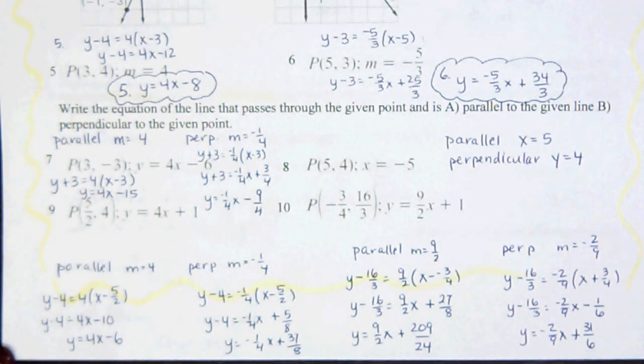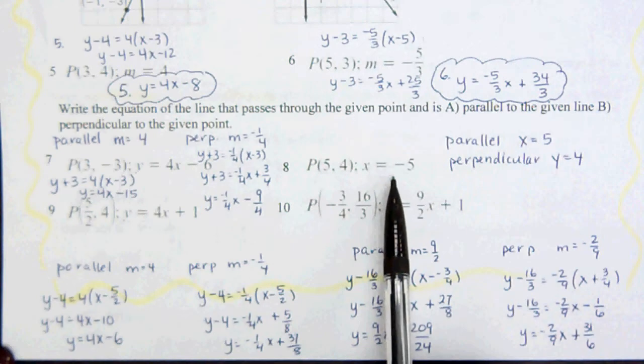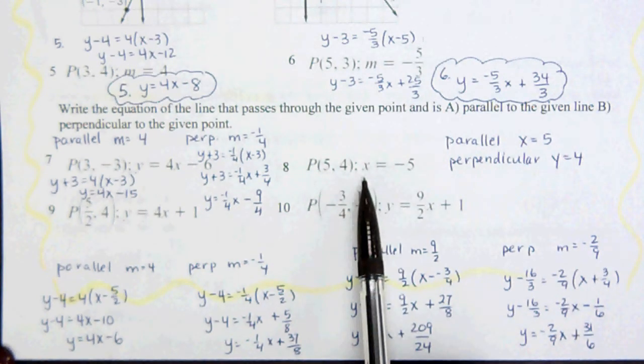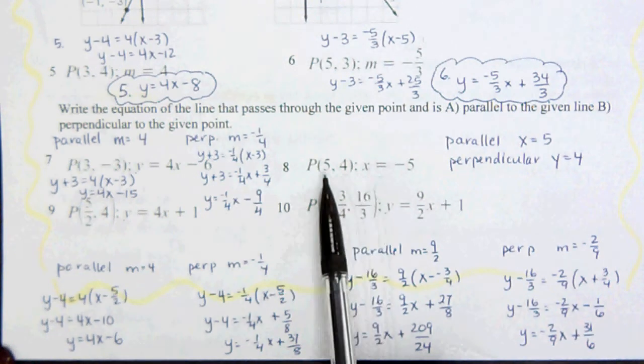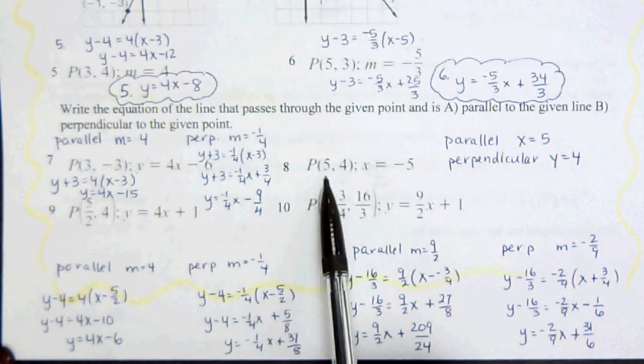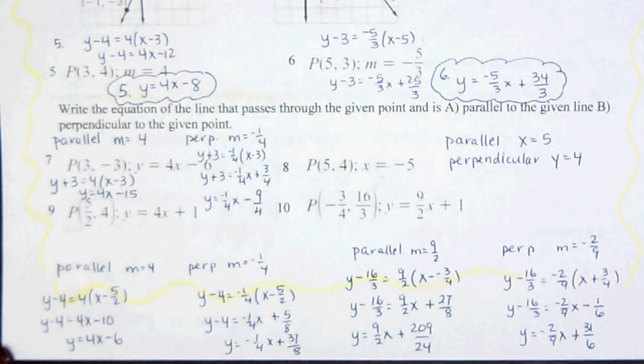Number 8 is actually a special problem. An x equals line is a vertical line. So that means every other vertical line is parallel to it, and every other vertical line has to be of the form x equals. What do we want x to equal? Well, right there it says let x equal 5. So my parallel line is x equals 5. There's no work to do for this problem. I have to understand what's going on.